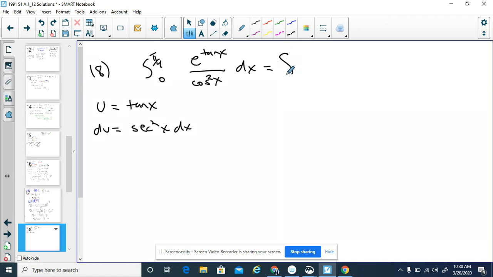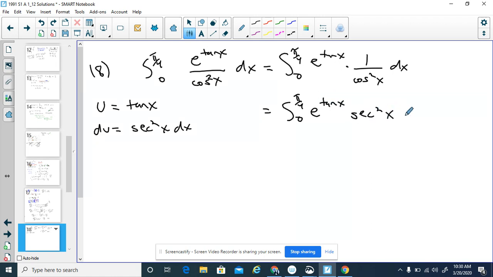So again, just for note flow here, if I rewrote this, I could write this as e to the tan x times 1 over cosine squared x dx. These are equivalent. You should all agree to that. Do you agree? Good. All right, so now, what is this? Well, this right here is secant squared x. So if I wanted to take it a step further, just to really drive home that idea, the original problem would be rewritten this way.